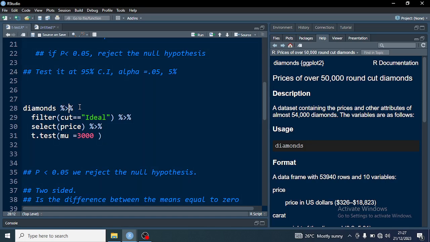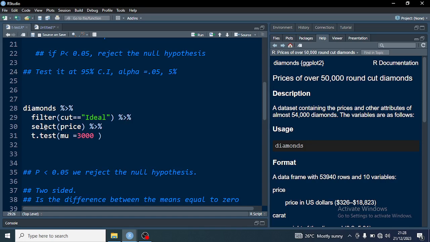This pipe operator, what it does is that in the second function, which is filter, it takes this value and crams it as the first argument in the second function. So I'm saying diamonds, I pipe it to filter. So I'm filtering whereby cut is equals to ideal. So I want the observations where cut is equals to ideal.